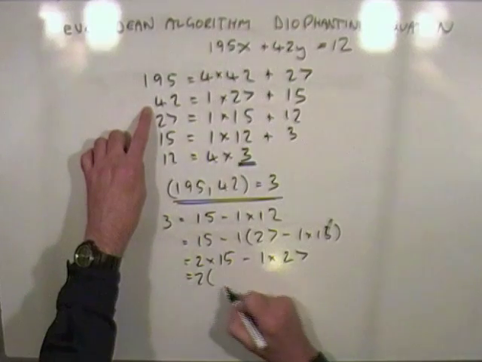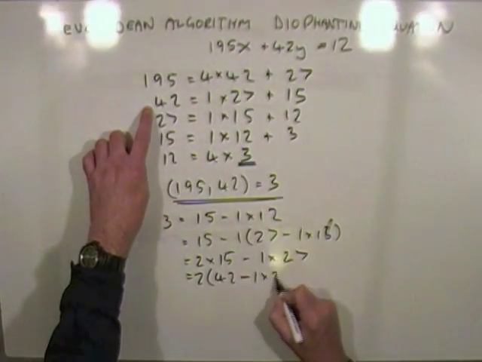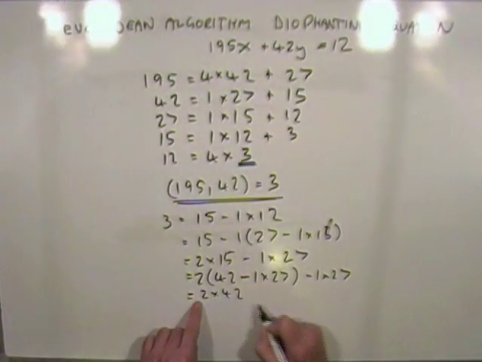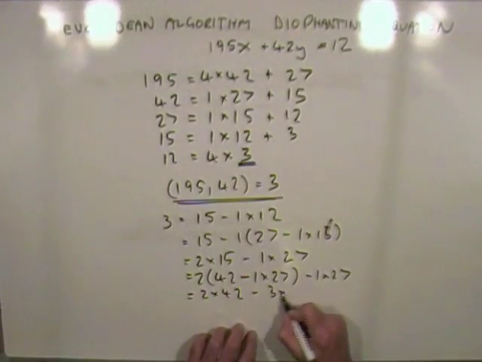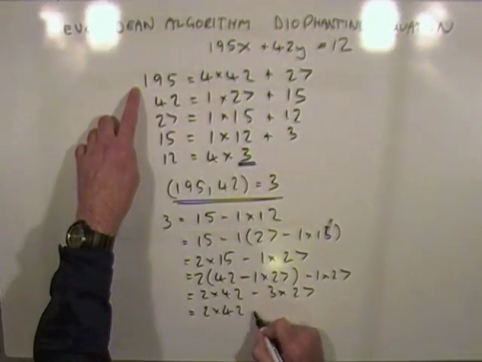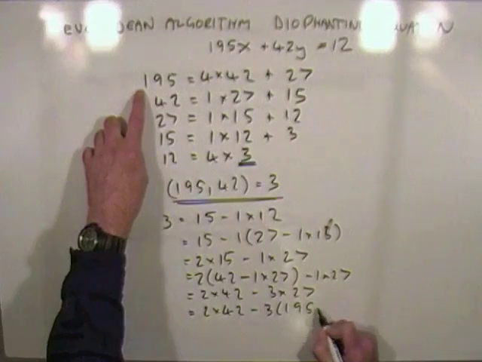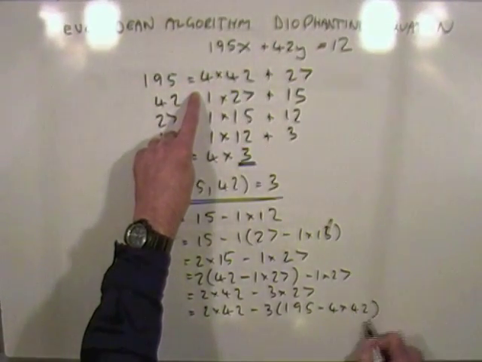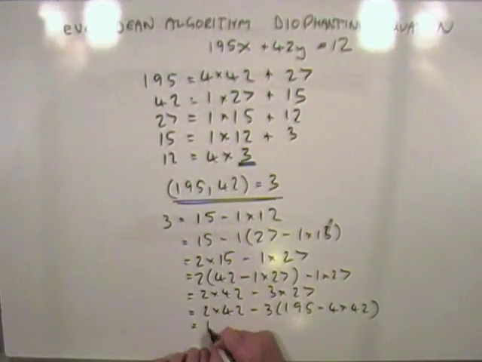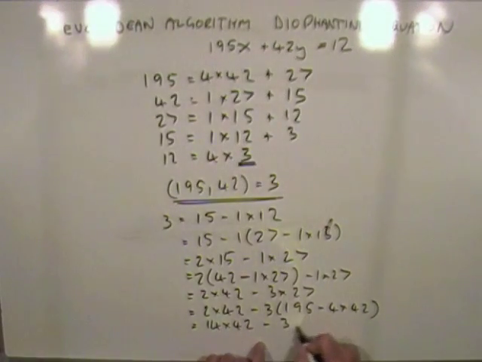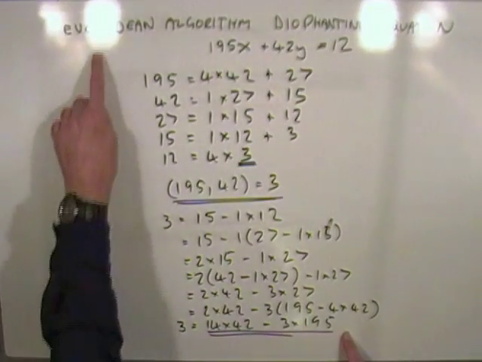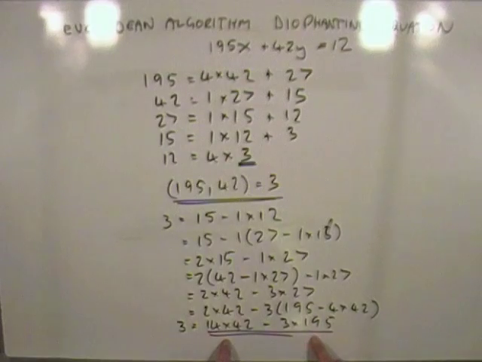Move up. That 15 can be rearranged into 42 minus 1 times 27, minus the 1 times 27 we've got already. So that would be 2 times 42 minus 2 in another one, minus 3 times 27. Move it back up another one. So I've got 2 times 42 minus 3 times, and that's 195 minus 4 times 42. So altogether that's going to be 12, and the 2 makes 14 lots of 42 minus 3 times 195, and that's equal to 3. That's the Euclidean algorithm served its purpose in arriving at these two figures.